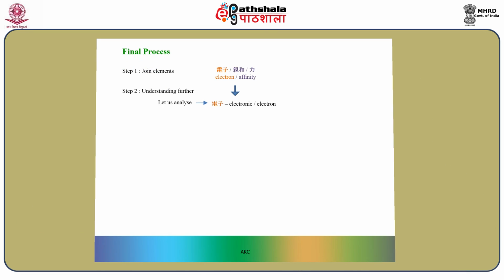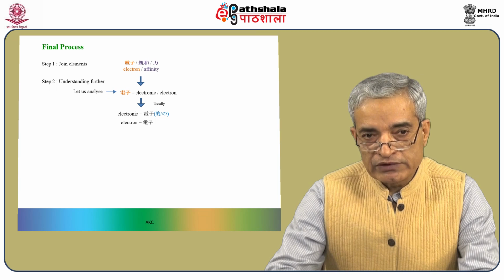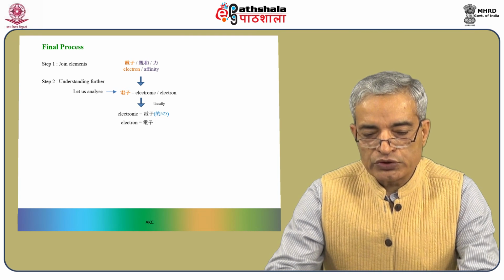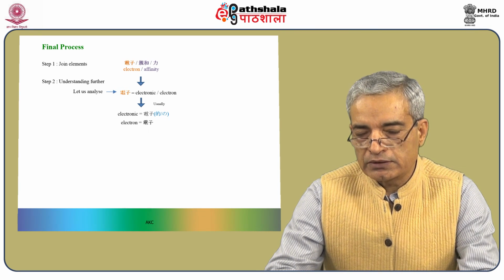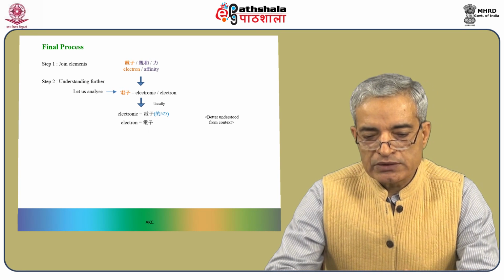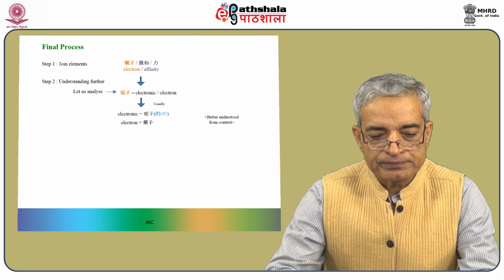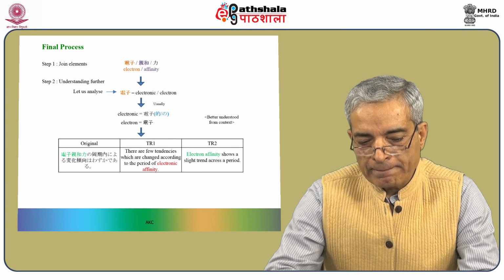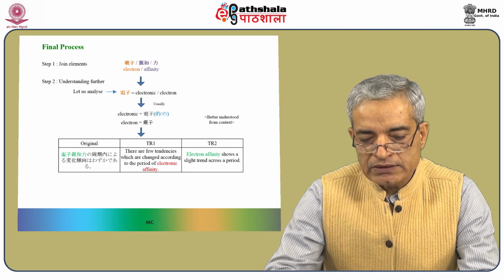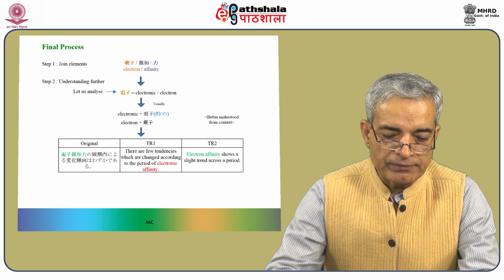Understanding it further is Denshi as electron or electronic. Usually electronic should have Teki with it and electron should be without it, but this rule is not followed everywhere. By doing this process, you have understood the formation of this word much better. If we see the translation 1, there are few tendencies which are changed according to the period of electronic affinity.